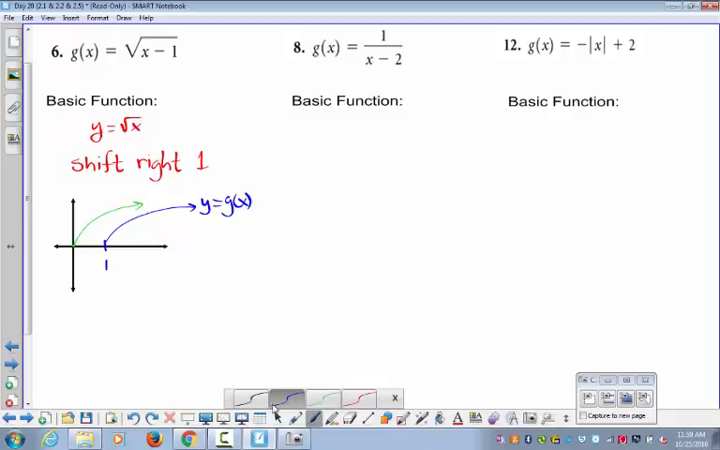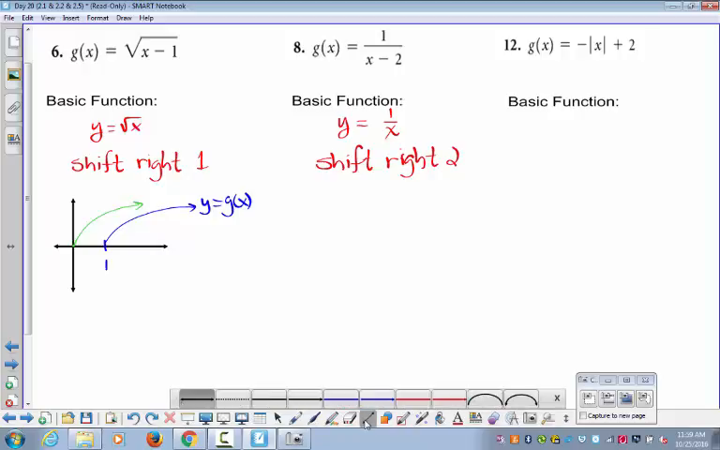Next one. Basic function. Reciprocal function. So that's our basic function there. And then we have to do what? Shift. Is that -2 inside the function or outside of the basic function? Inside. That's inside. If it was a shift on the outside, it would look like that. Okay, so this is going to be a shift, and horizontal shifts are always opposite of what we see. So that's going to be shift right 2.